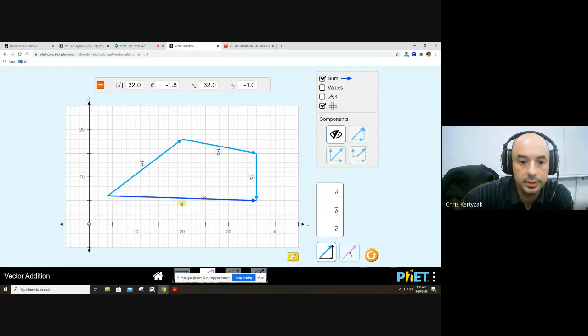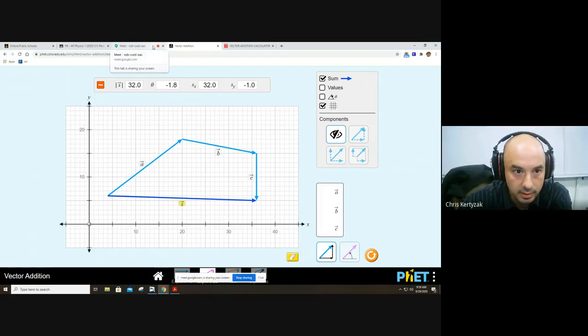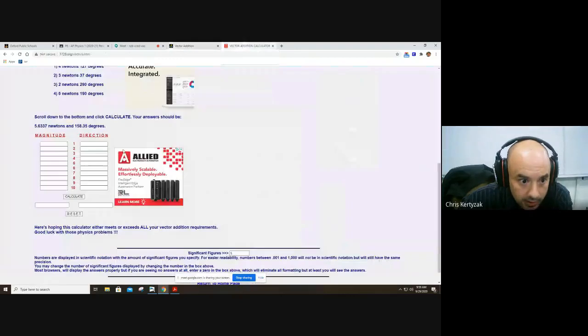There it is. You can have as many as you want. There's no limit to the number of vectors you can put into a vector addition problem, just like there's no limit to the numbers you can put in a regular numerical addition problem. So for that reason, when you're looking at this calculator, it will take up to 10.